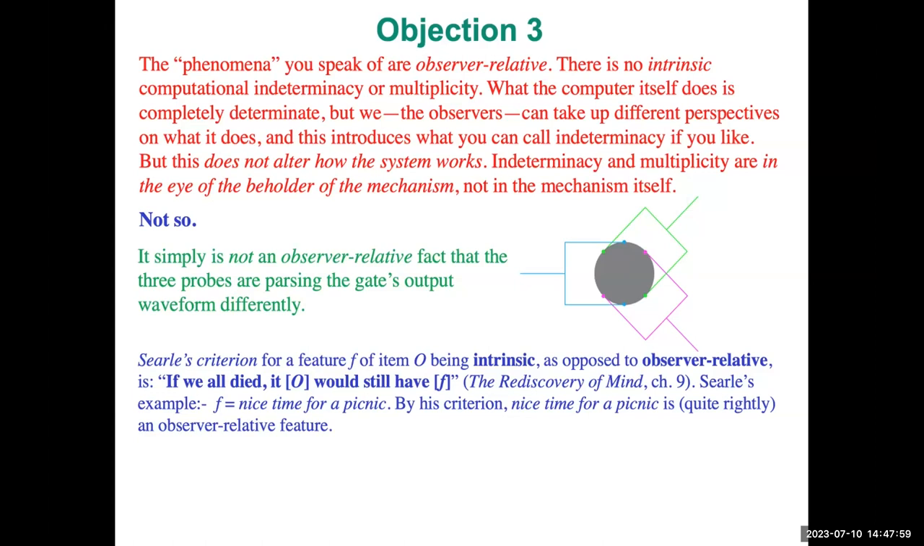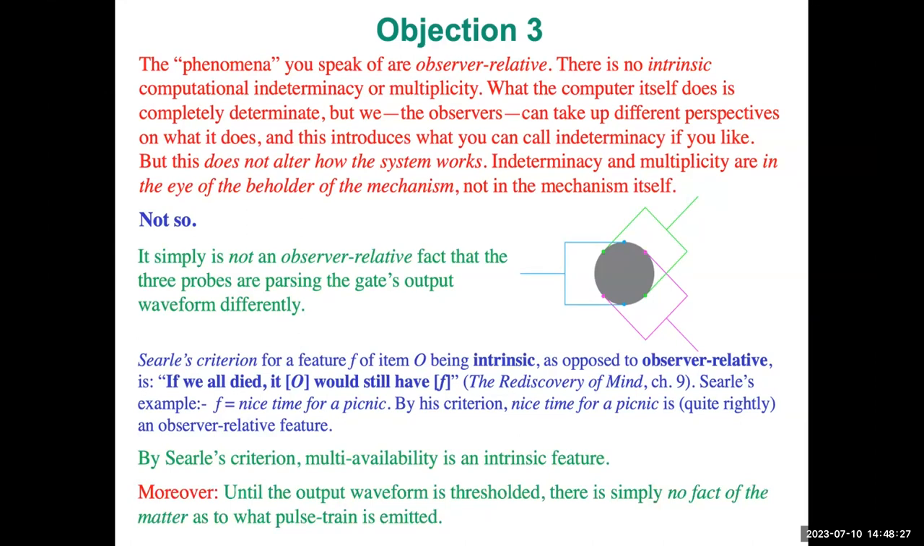So if you apply this criterion to this case, multi-availability is an intrinsic feature, because if you built this device and then we all died, it's still tapping off three distinct pulse tracks. So multi-availability is an intrinsic feature. And moreover, until the output waveform is thresholded, there simply is no fact of the matter as to what pulse train is emitted.